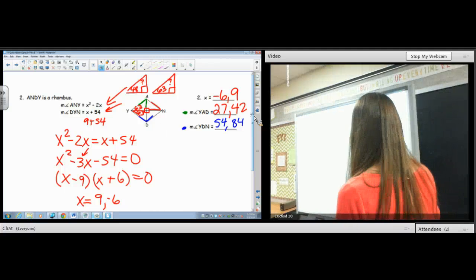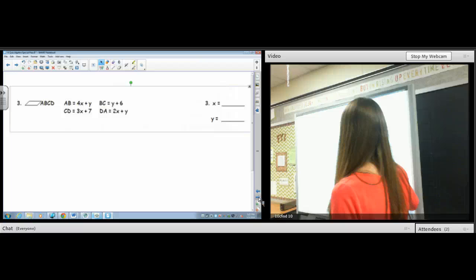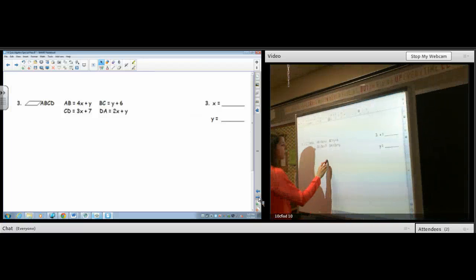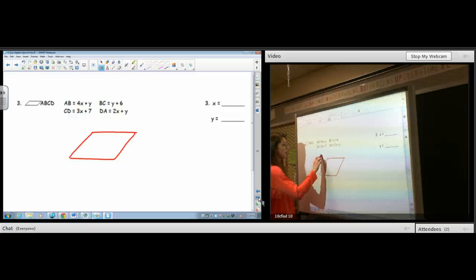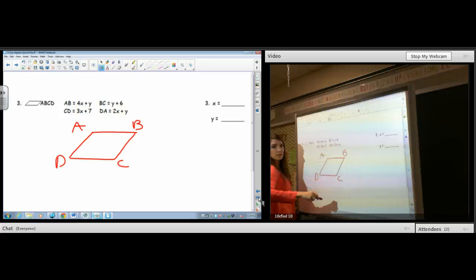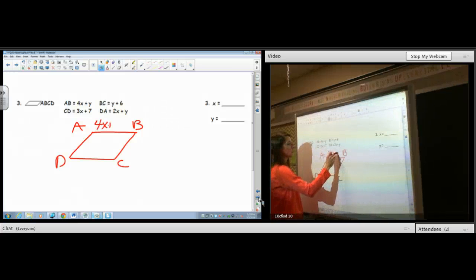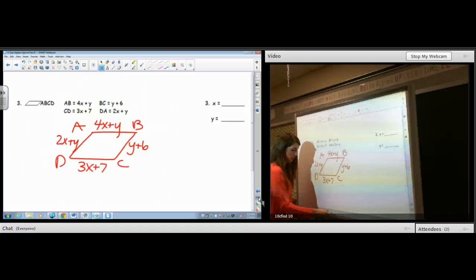Last problem, problem 3. Once again, there's no picture drawn, so we better draw ourselves a picture. We've got parallelogram ABCD. Make sure you're naming it in a circular fashion. AB is 4x plus y. BC is y plus 6. CD is 3x plus 7, and DA is 2x plus y.